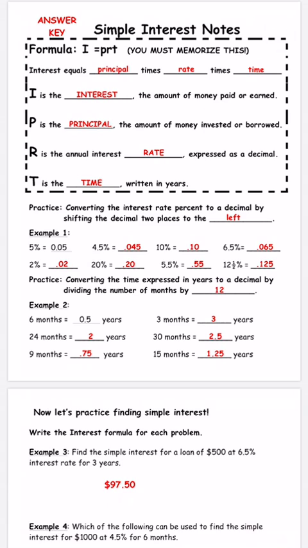And then T is time. We talked about it, how time must be written in years. For these first few problems, I'm not going to be having some with months. But if I do give you a problem, or when I do give you a problem and it says the word months, to convert it to years, you must divide by 12.